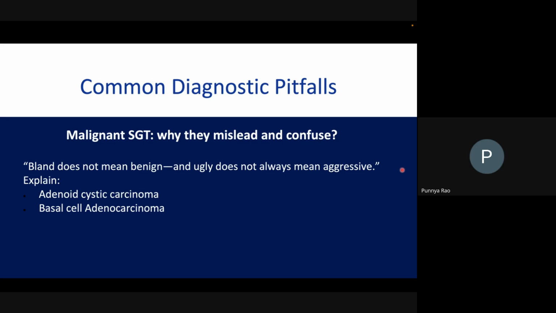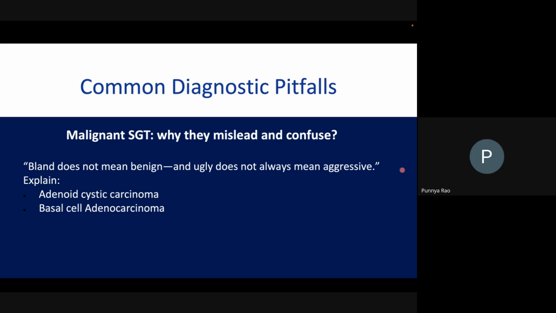The common diagnostic pitfalls in why malignant salivary gland tumors mislead and confuse is because of their bland cytology. And bland does not mean benign, and ugly does not mean aggressive. So it's literally challenging whatever we have learned in oral pathology. So adenoid cystic carcinoma is bland, but it's definitely not benign. It's a highly aggressive tumor.